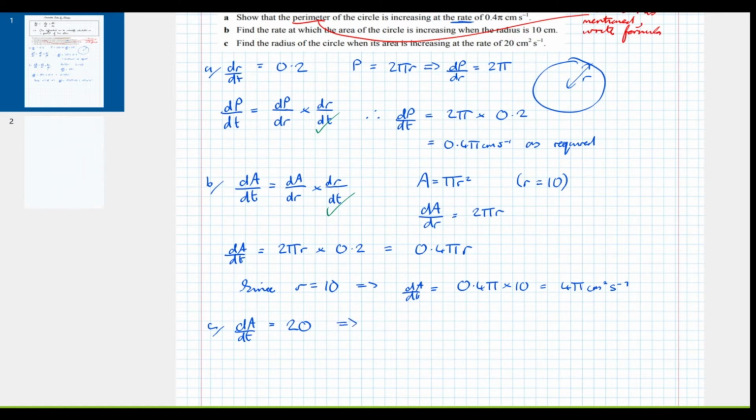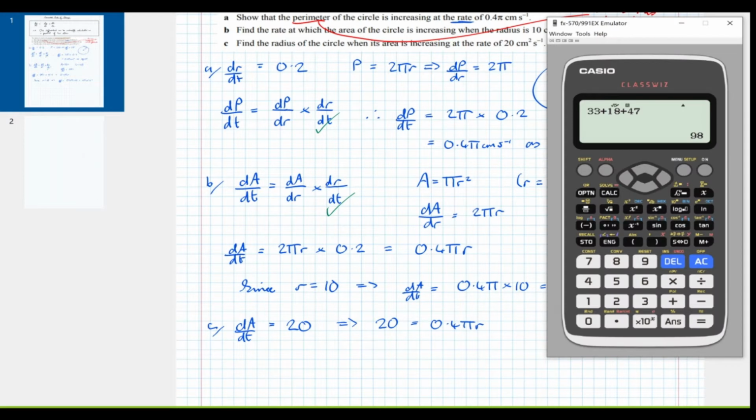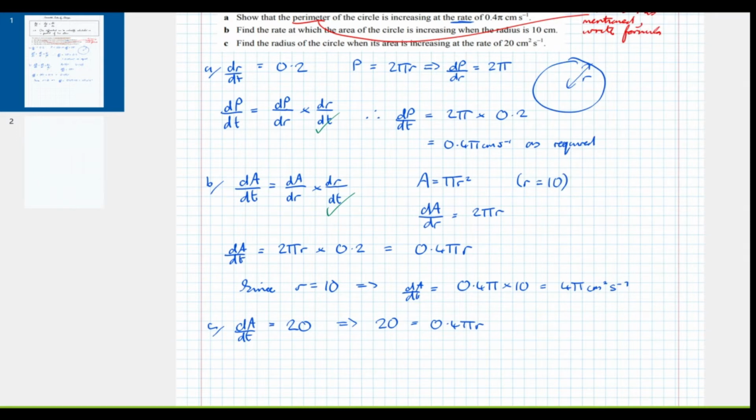So that implies that 20 equals 0.4 pi r, divided by 0.4 pi. So 20 divided by 0.4 equals 50. So 50 over pi equals r, given the units. Units probably aren't important in this, but we should give them anyway because it's a good habit to get into for mechanics.